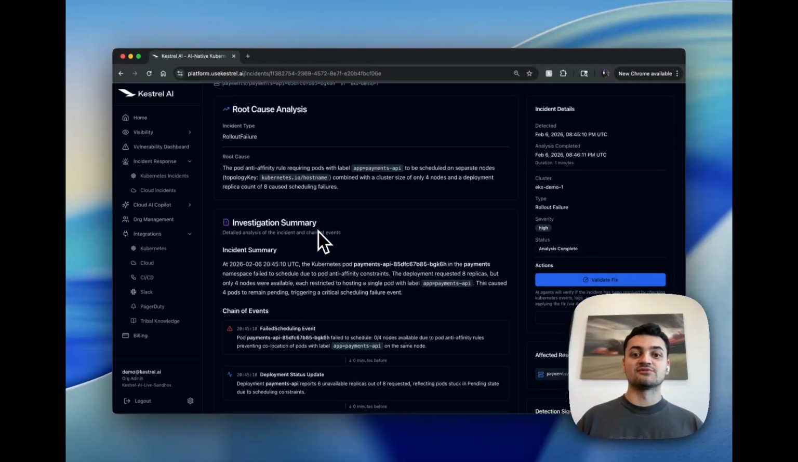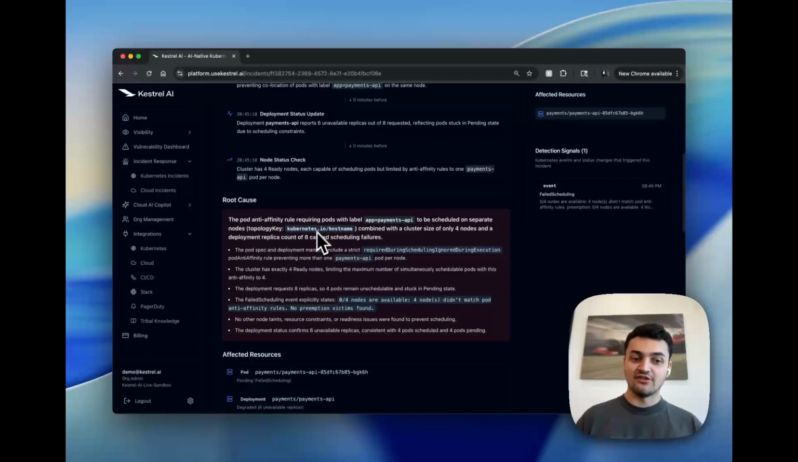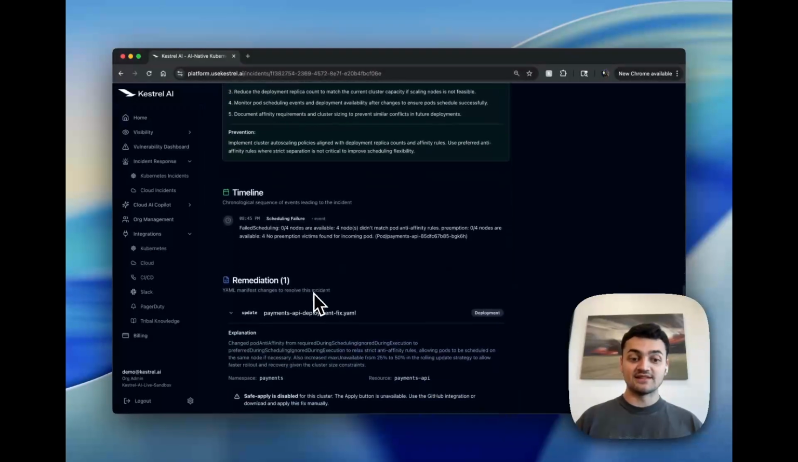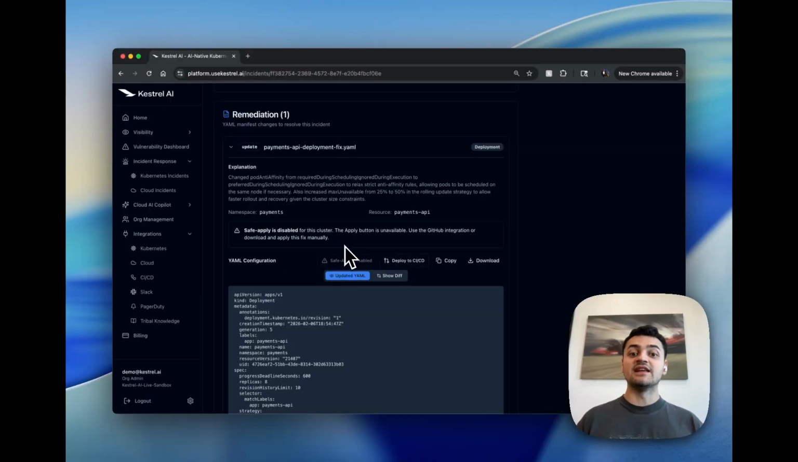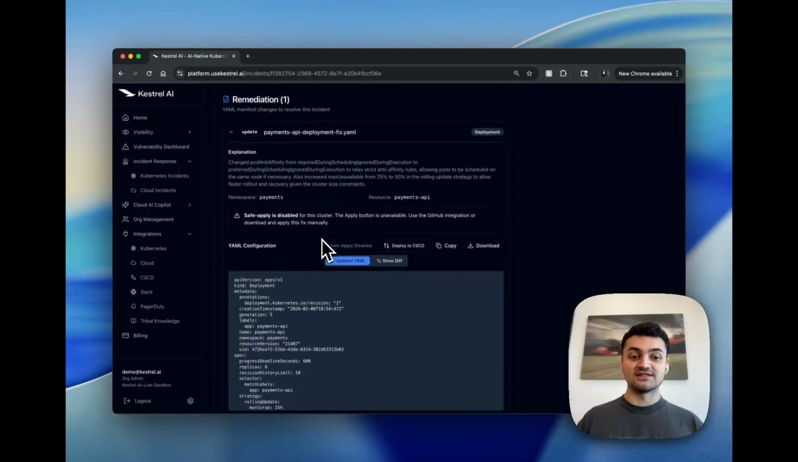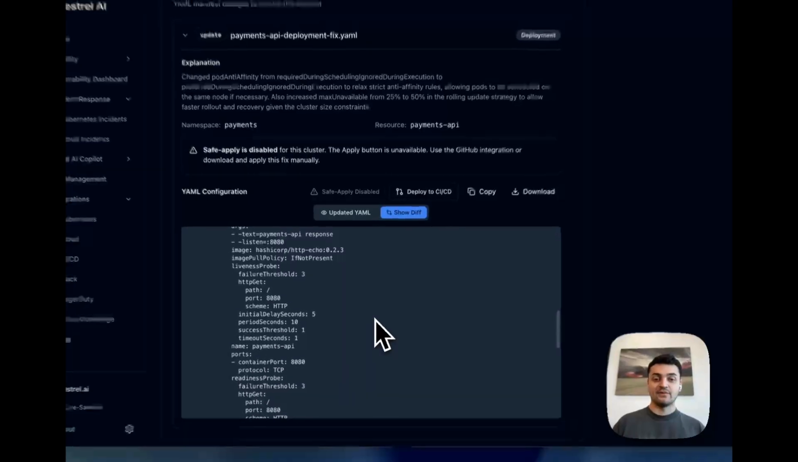So Kestrel doesn't just tell you what's wrong, it tells you how to fix it. It gives you all this awesome information like chain of events, the root cause, what affected resources. It gives you a recommendation as to what it thinks you should do. But the great thing is it also gives you the exact remediation in YAML here on how to fix it. So you'll see it changes the pod anti-affinity from required during scheduling, ignored during execution, to preferred during scheduling, ignored during execution, to relax the strict anti-affinity rules, which is exactly what we need. If you look at the diff, you'll be able to see that kind of stuff here.